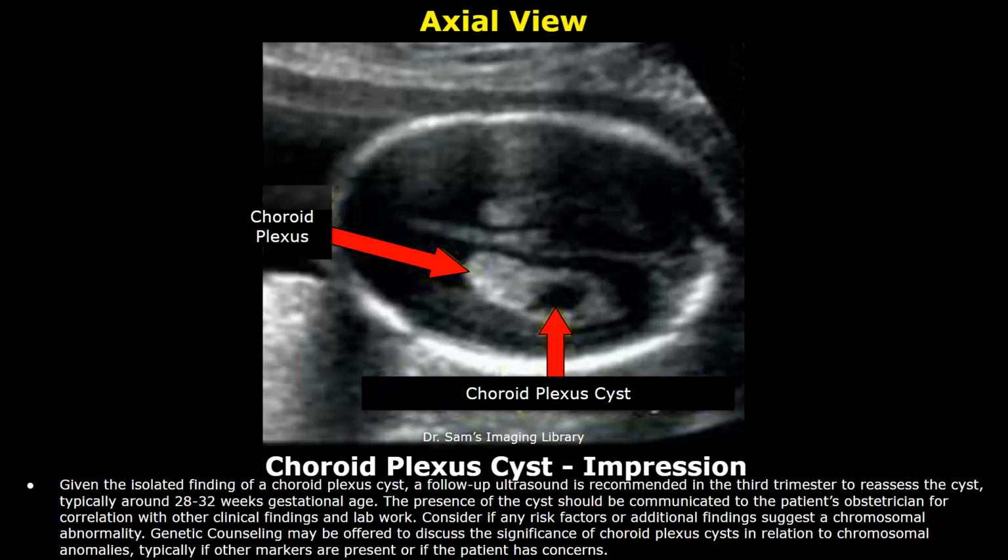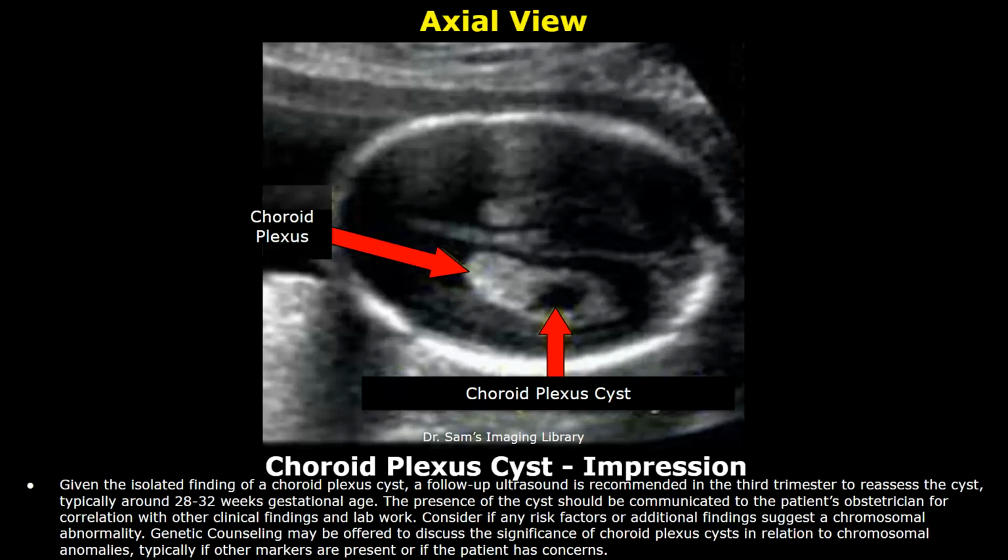Given the isolated finding of a choroid plexus cyst, a follow-up ultrasound is recommended in the third trimester to reassess the cyst, typically around 28 to 32 weeks gestational age. The presence of the cyst should be communicated to the patient's obstetrician for correlation with other clinical findings and lab work. Consider if any risk factors or additional findings suggest a chromosomal abnormality.